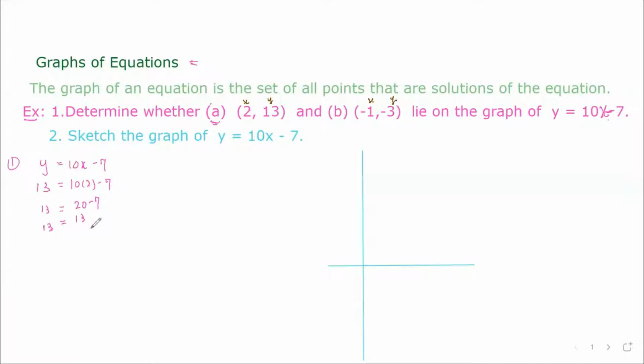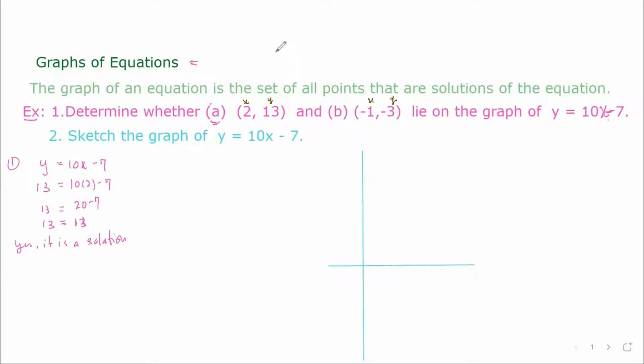You can see both sides are equal, right? So this one equals 13. If the left hand side equals the right hand side, we can say that the coordinate point (2, 13) is a solution. Yes, it is a solution, because both sides are equal.